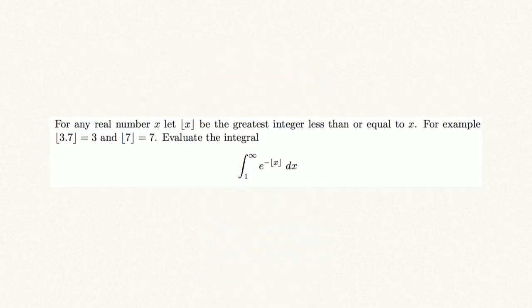Today's problem is, for any real number x, let bracket x bracket be the greatest integer less than or equal to x. For example, this function applied to 3.7 is 3 and to 7 is 7. Evaluate the integral from 1 to infinity of e to the negative bracket x bracket dx.